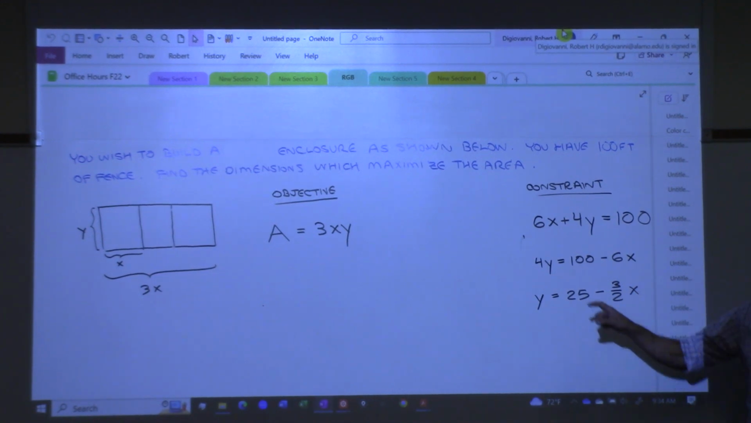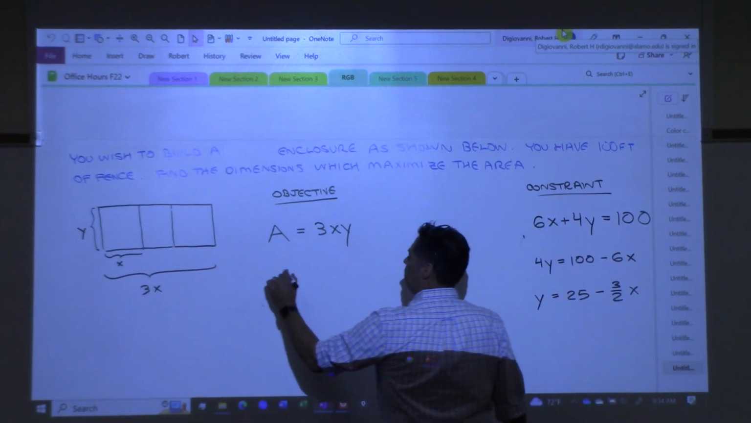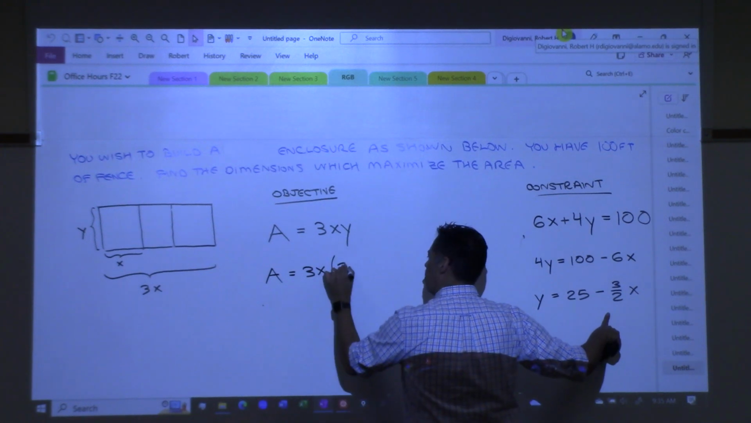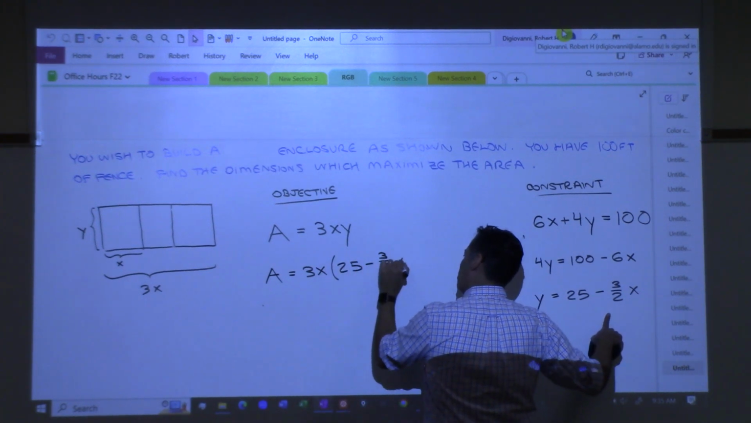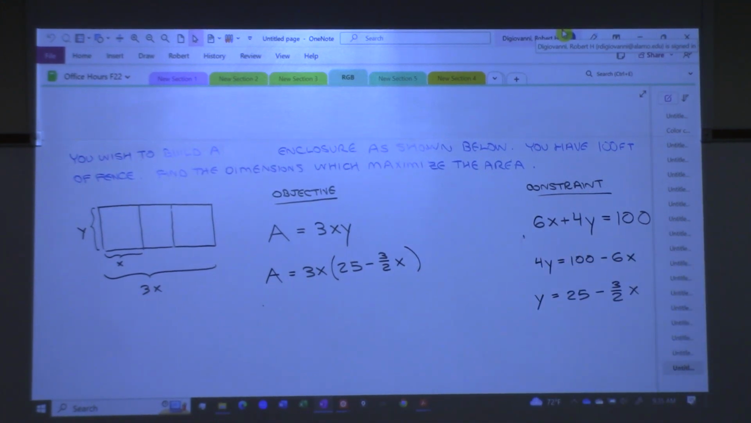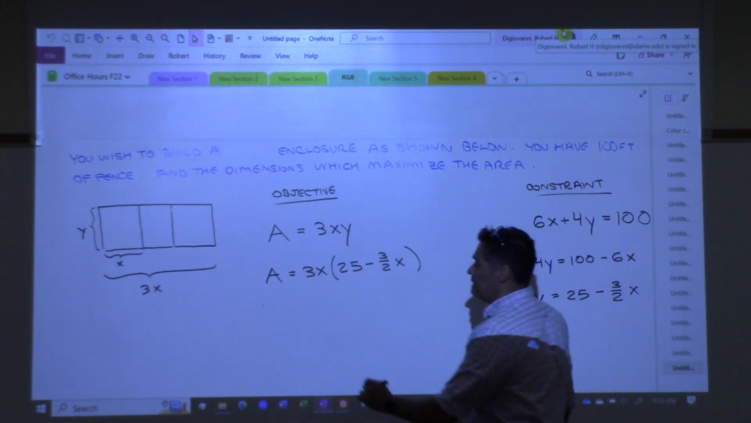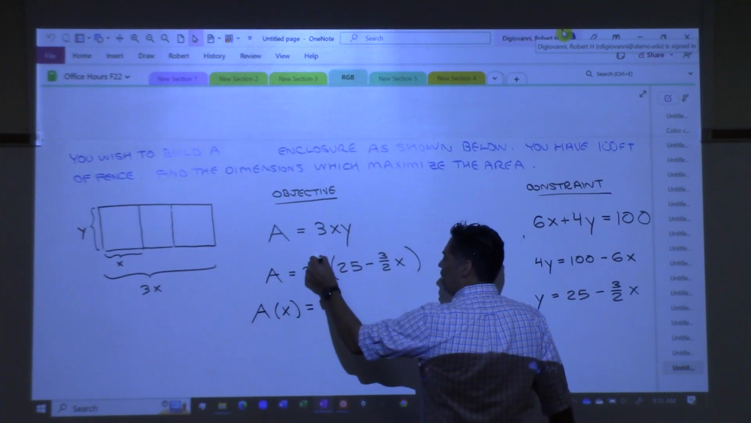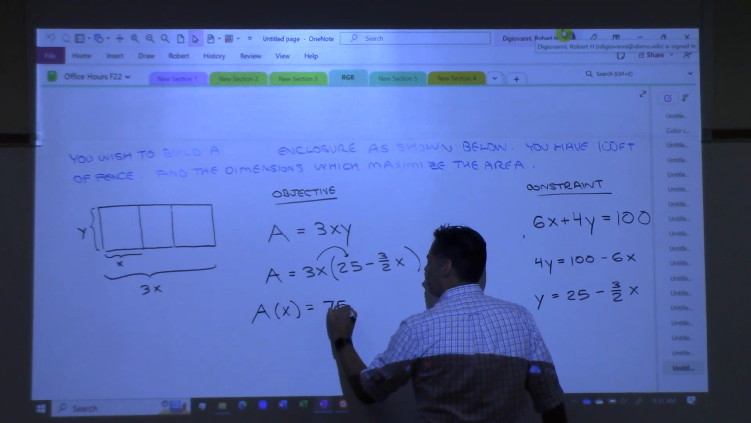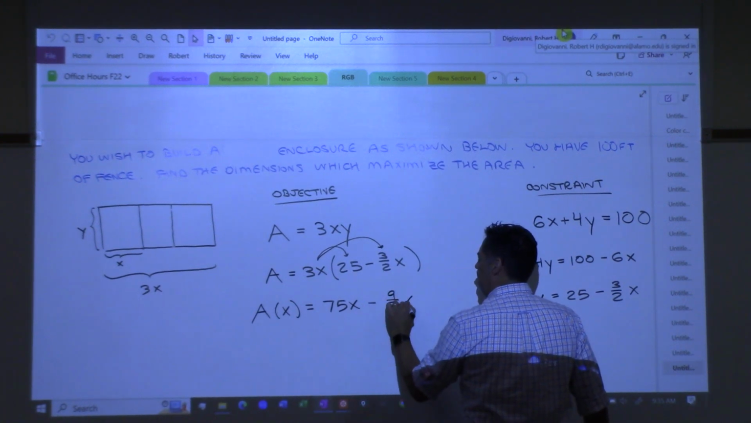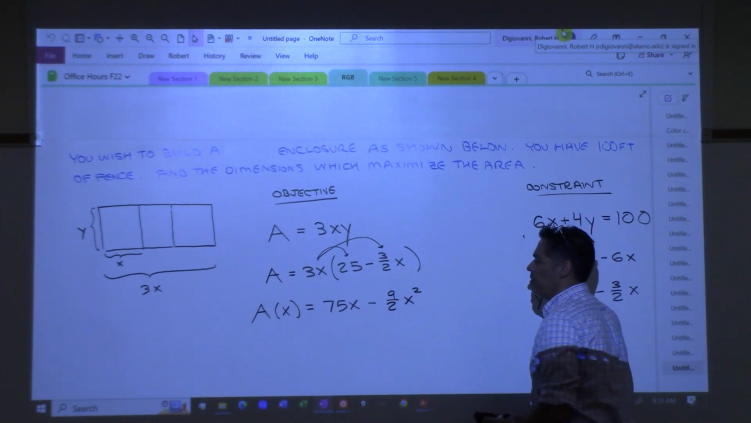Take this and plug it in over there. So the area equals 3x times y, but y turns out to be 25 minus 3 over 2 x, or 3 halves x. Let's distribute the 3x through. And I'm also realizing now that the area is a function of a single variable now, right? So when I distribute here, I get 75x. When I distribute here to here, I get minus, and that's going to be 9 over 2 x squared. Sorry, almost forgot the squared.